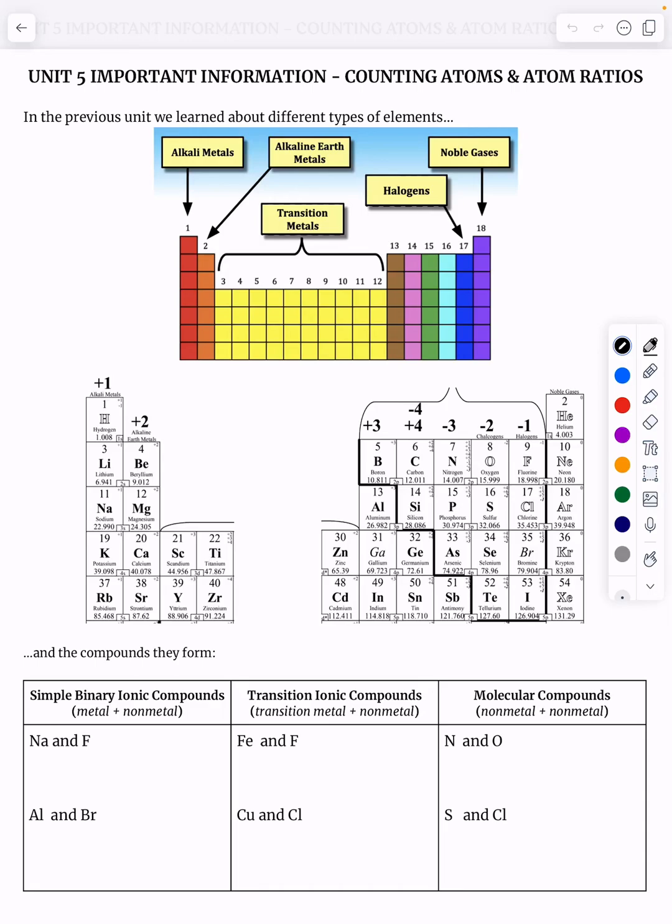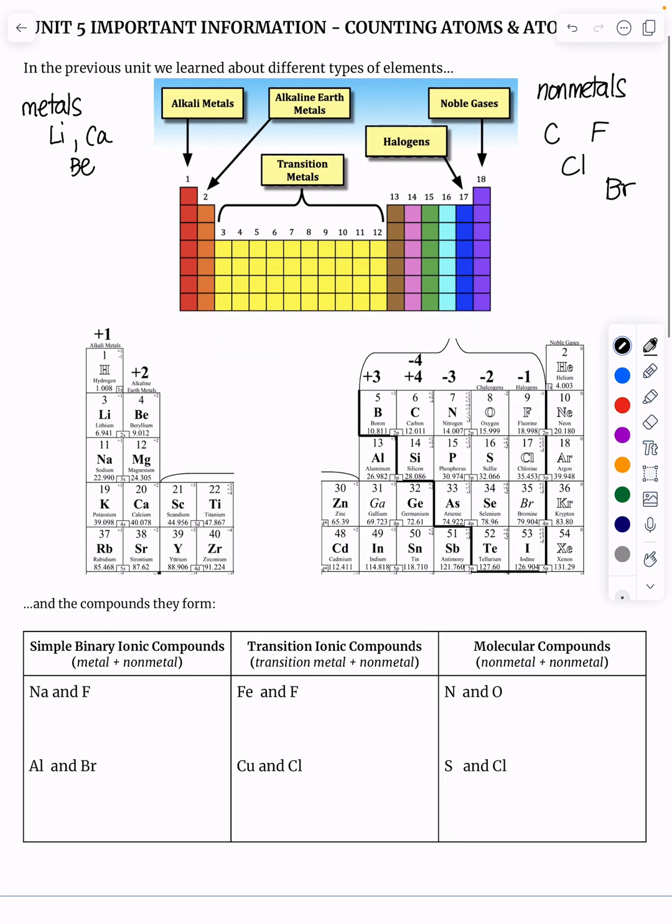Compounds. So a little bit of a review. In our previous unit, we learned about different types of elements, right? We have metals that are typically on the left side of the periodic table. So things like lithium, calcium, beryllium, those are examples. And then we've also learned about nonmetals. Elements like carbon or fluorine or chlorine or bromine. And they have different properties and they combine in different ways.